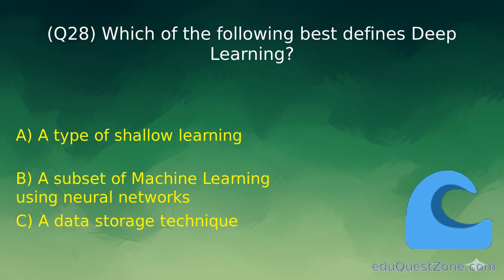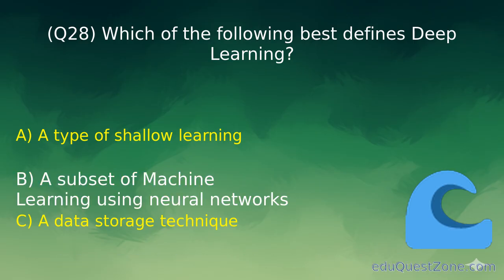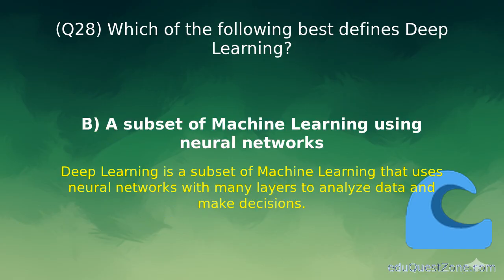Question 28. Which of the following best defines deep learning? Option B. A subset of machine learning using neural networks. Deep learning uses multiple neural network layers to learn complex patterns from data.